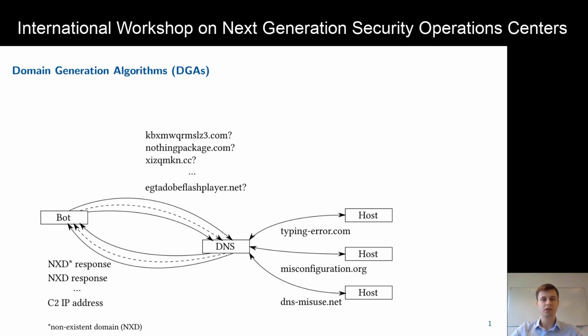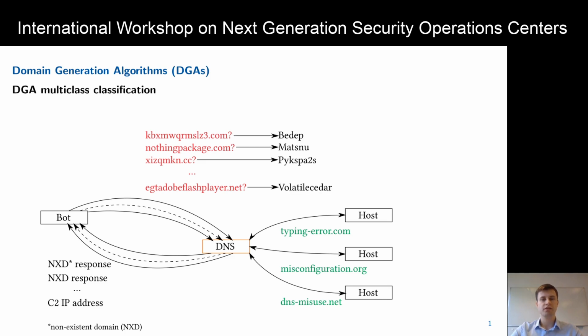However, NXDs are not only generated by DGAs, but also by typing errors, misconfigured software, or by the intentional misuse of the DNS. To separate the benign NXDs from DGA-related domains, several binary machine learning classifiers have been proposed in the past which achieve very high accuracies. Going one step further, it is desirable to not only detect DGA-related domains, but also to identify the DGA that generated a specific domain name in order to enable targeted remediation measures. This multiclass classification is far more challenging as there are currently more than 91 DGA families known.